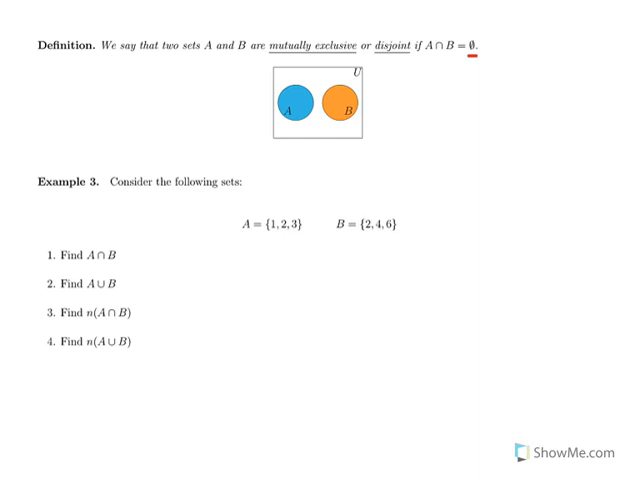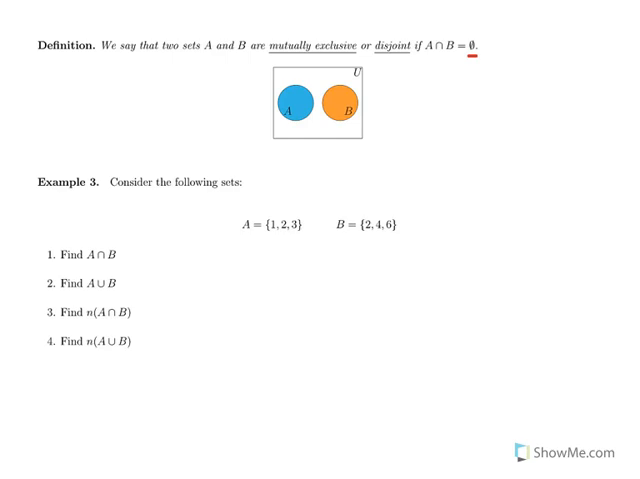Note that there are slight differences between the definitions of mutually exclusive and disjoint, but at this point, they're really the same thing to us, so we're not going to worry about those differences. So in a Venn diagram, this means that we have two circles that don't overlap at all. There's nothing in common between them. The intersection is the empty set.